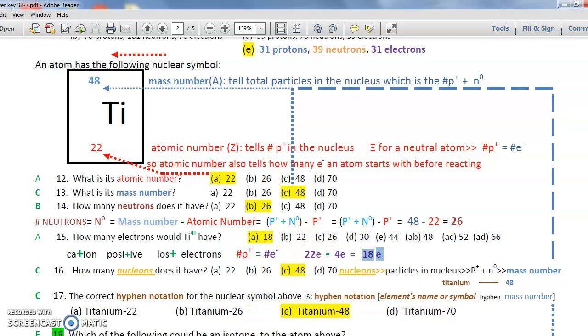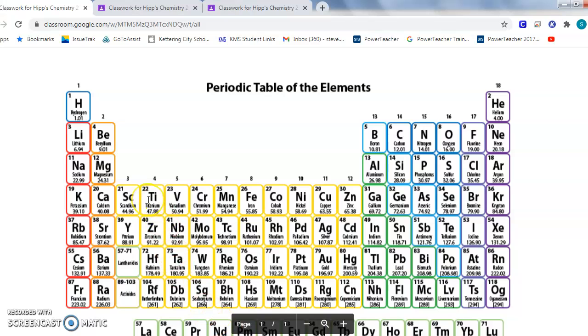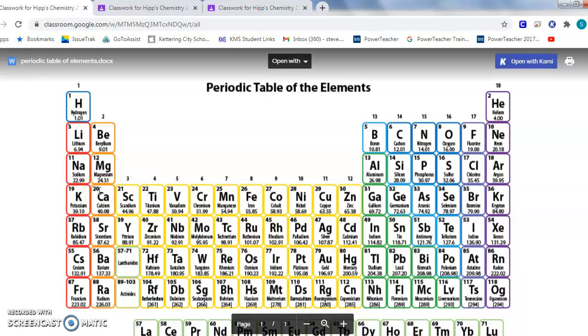Letter A. Does it make sense that titanium would like to lose 4? Well, here's titanium right there. It starts off with 22. If it loses 1, it would have 21. If it loses 2, it would have 20. If it loses 3, it would have 19. If it loses 4 electrons, it would have 18, just like argon.